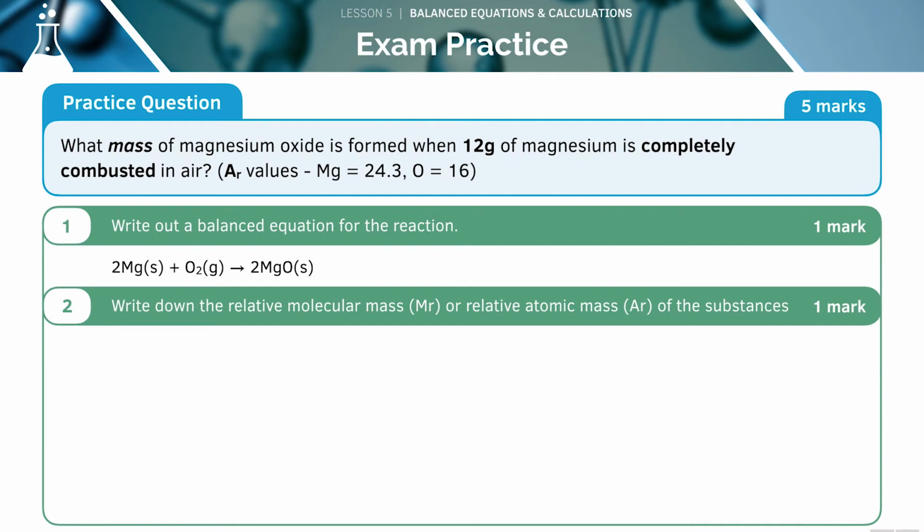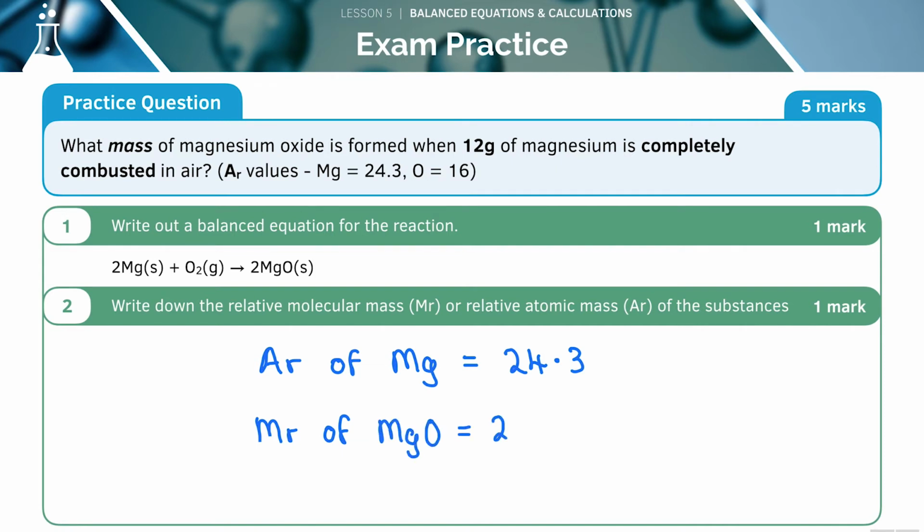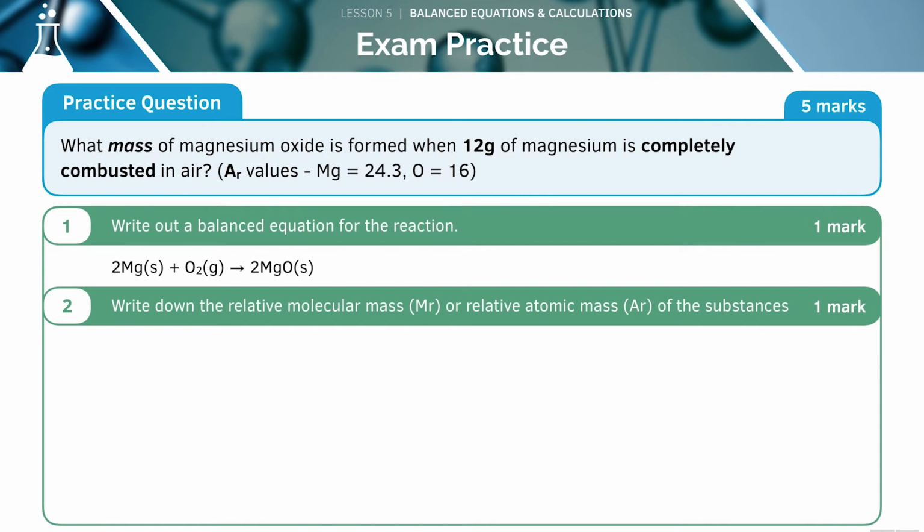Now, we need to write in the Mr or the Ar of each substance. In this case, the substances mentioned are magnesium oxide and magnesium. So we would write in the Ar of magnesium, which we know is 24.3, and then the Mr of magnesium oxide, which is going to be equal to 24.3 plus 16, giving us an answer of 40.3.